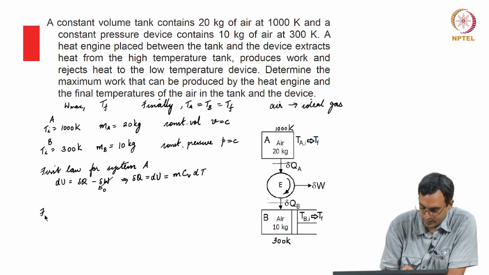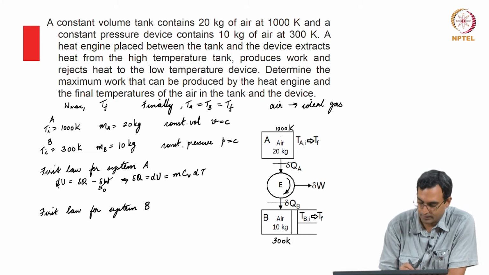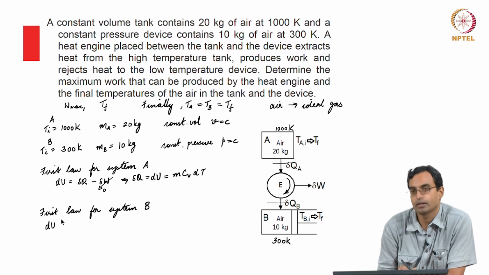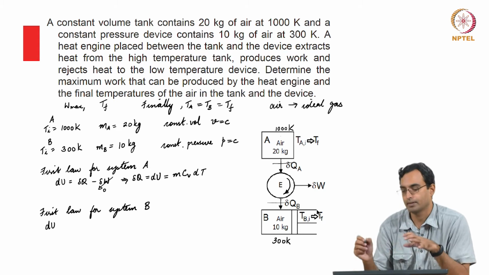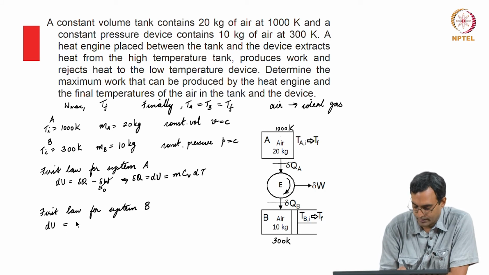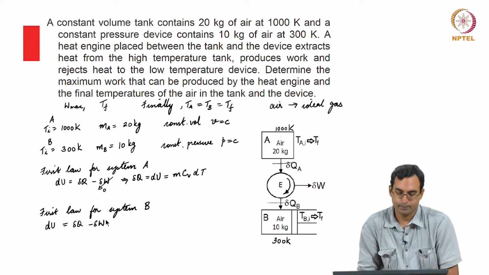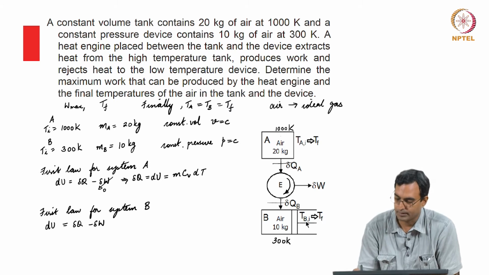So, let me also write the first law for system B. I have the same initial expression. So, there is no potential or kinetic energy change. I mean it has a piston, but the system is stationary. So, there is no change in potential and kinetic energy. So, I can write this, which is the first law for a system undergoing a process. In this case, there is work being done because this piston is moving out. There is heat being transferred, that is del QB.